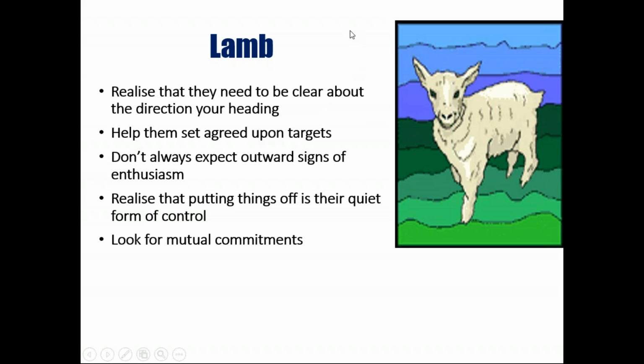And what you need to do with the lamb, because remember the people dimension is more important than the task dimension, is look for mutual commitments. Ask the lamb for their commitment. As I said earlier in this series, you can do that for all the personalities, but ask for mutual commitment. I'll do this. We've agreed on that. If you can follow through on this. So give them an opportunity to be able to make some commitments to you. And if you do that, they'll follow through on those commitments.